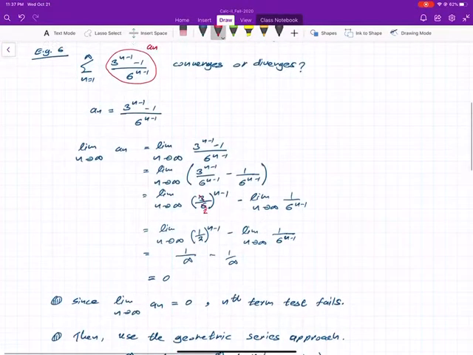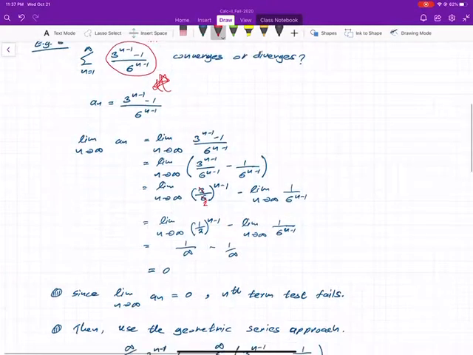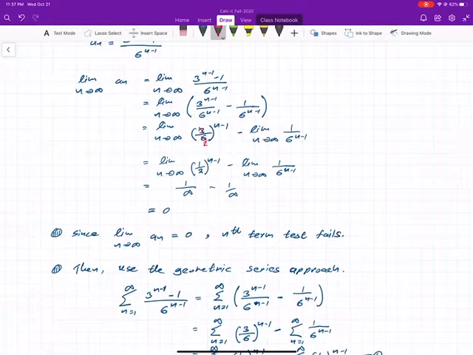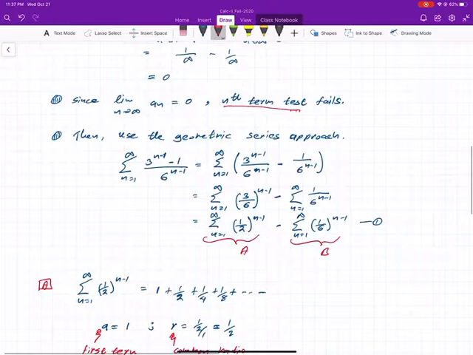And then we moved to the second example, which is complicated, an advanced example. In this example, we just tried the n-th term test. That didn't work. Because of that, we have to use the geometric series approach to find the solution.